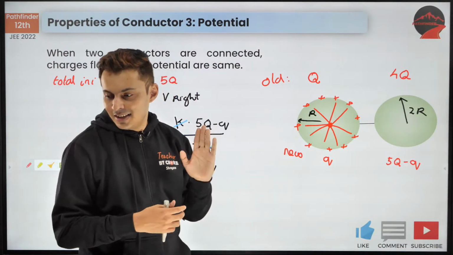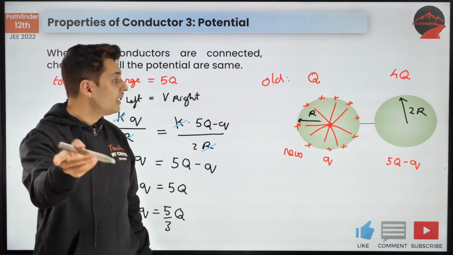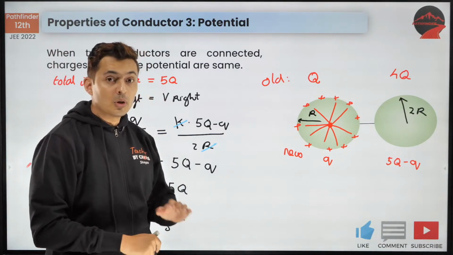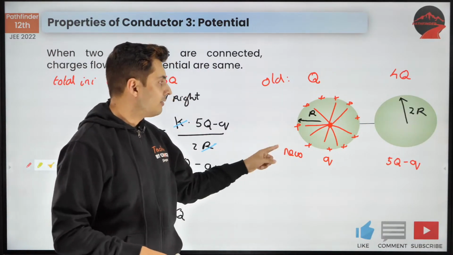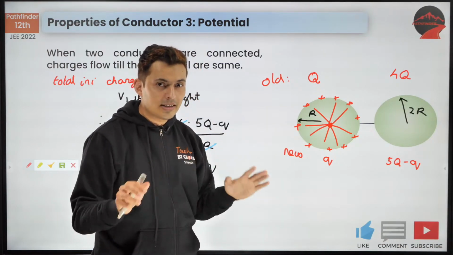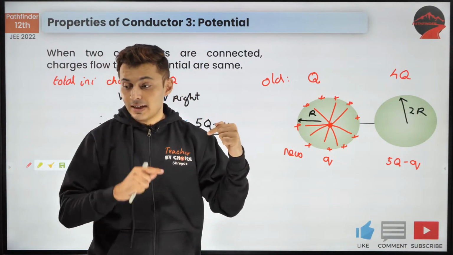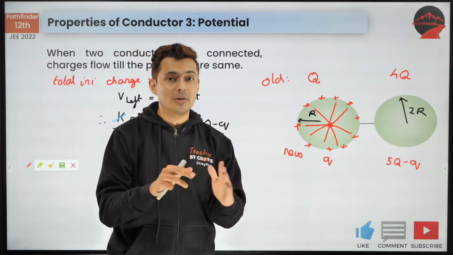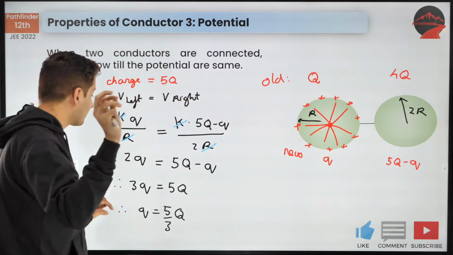Done? No, potential won't be 0, Pranay. Field will be 0. Potential will be same everywhere, in fact, because each positive charge will give rise to potential. So potential will be same, field will be 0. Fields are vector quantities, they will cancel out each other. Potentials will add, they are scalars.